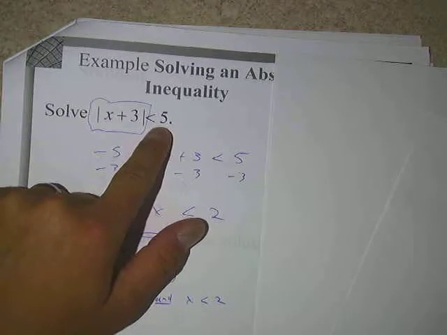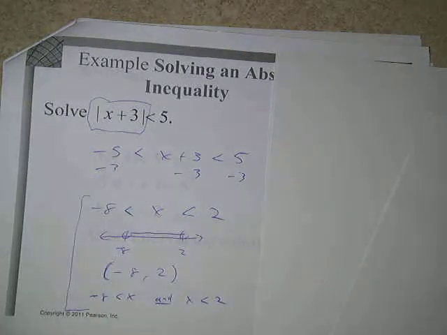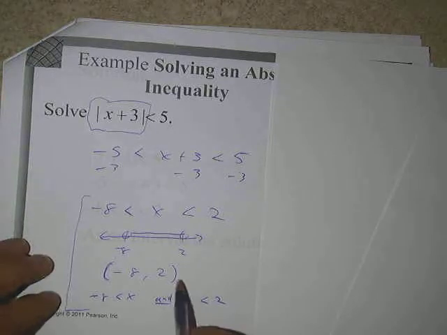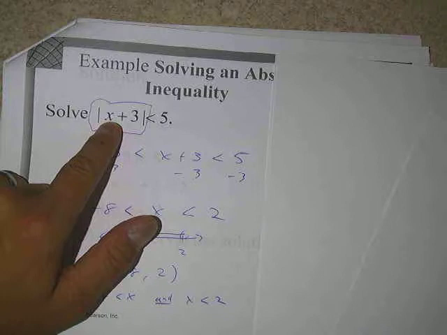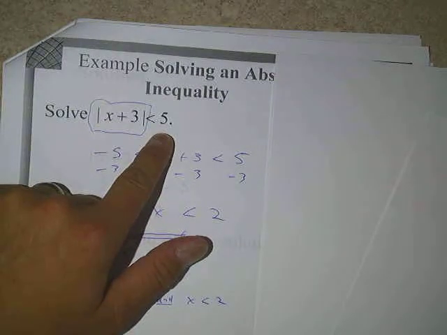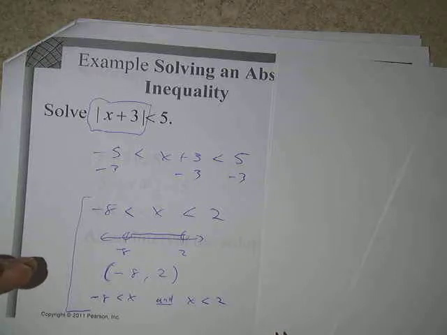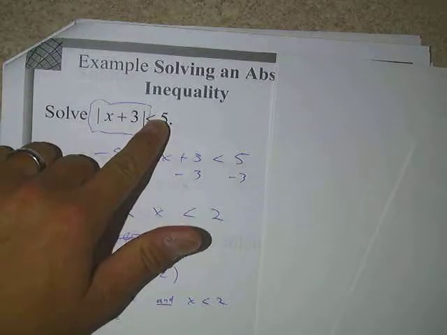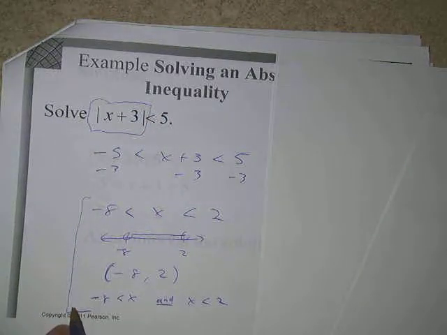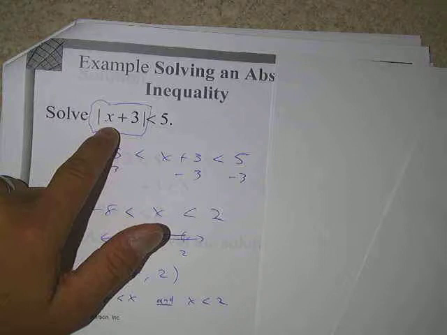If I were to pick a number between -8 and 2, like say 1 for instance, if I put a 1 in here, I'm going to get 1 plus 3, that's 4. Is 4's absolute value less than 5? Yeah, for sure. And if I pick something out of there just to make sure I think I'm right, what if I pick 3? If I put a 3 in here, that's going to give me 6. And is 6's absolute value less than 5? No. So, again, is 3 part of the solution set? No. If I was at 3, my curve would not be below 5, it would be above 5.